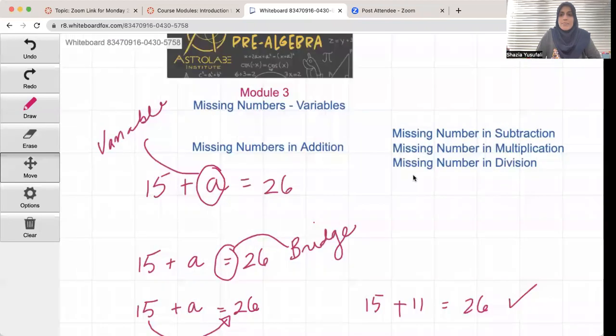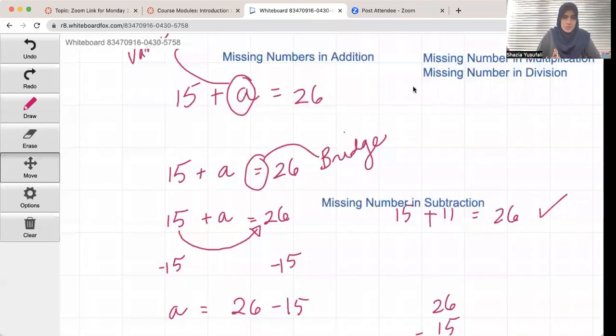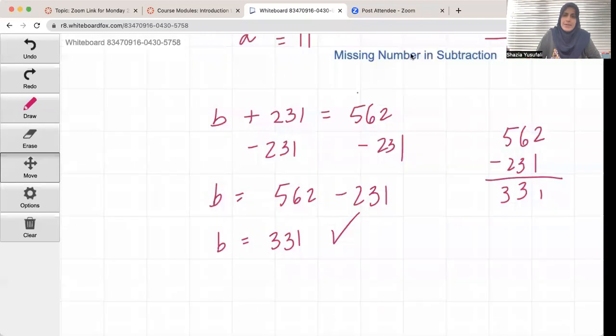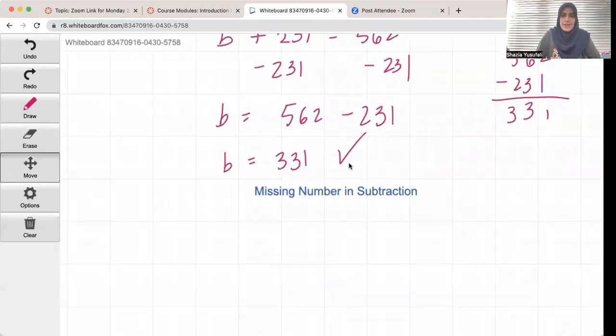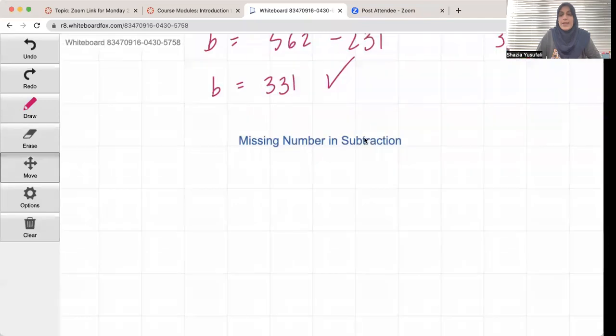We find our missing number in subtraction. Let's bring it down. There you go, missing number in subtraction. Things get a little wobbly here, but first we'll talk about the easier part.